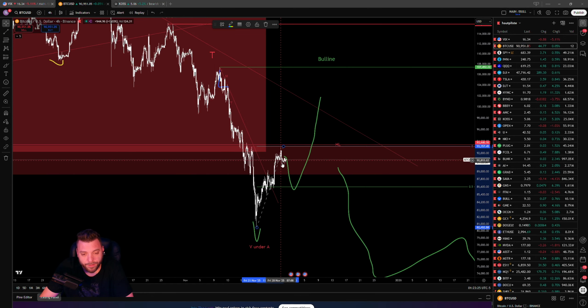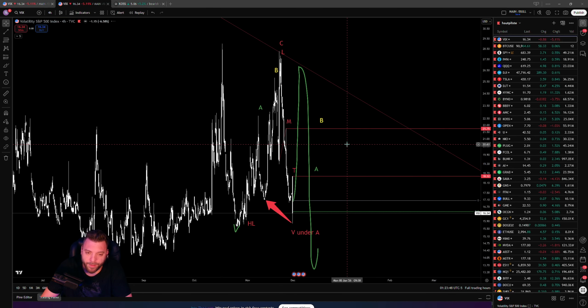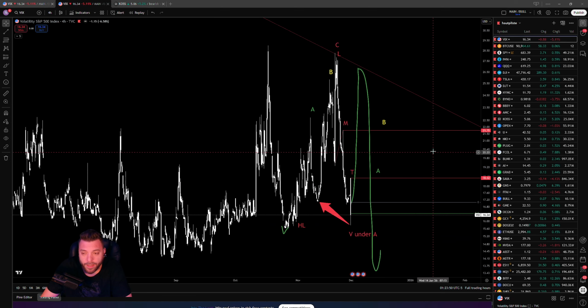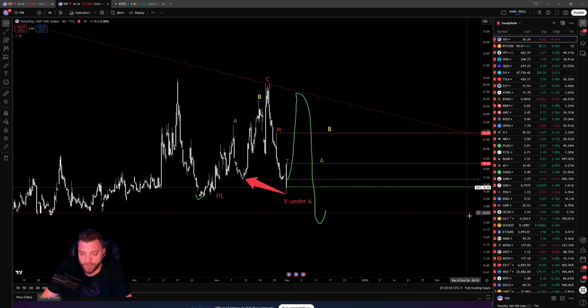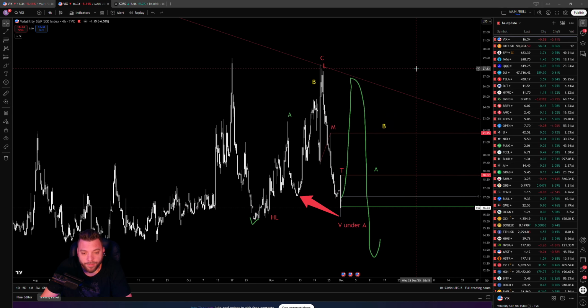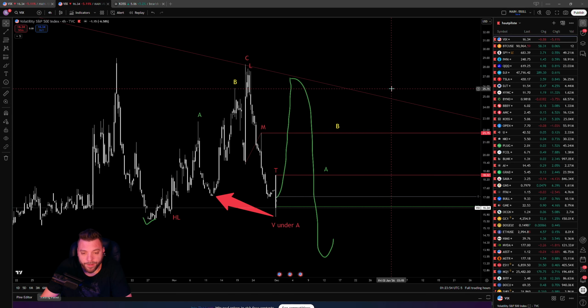But I'm still looking for this pullback. And if Bitcoin is doing this pullback, then SPY will pull back too. Or they completely diverge from each other. That could also happen. What is not diverging from each other is VIX. And that's why I'm pretty convinced that we will get this A pullback.